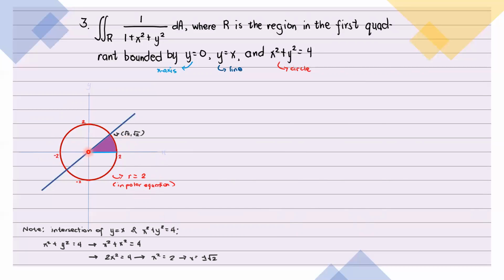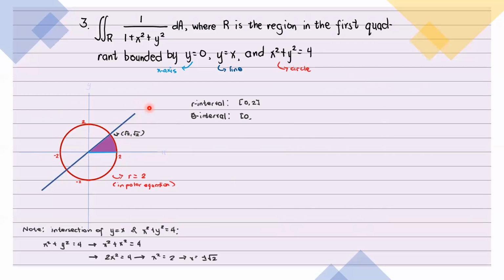Dito, nadadamay pa rin mula sa center, dun sa origin. So sa center ng ating circle. So ang r natin ay magsisimula pa rin sa 0. So we have r interval from 0 to 2. For the theta interval, dito may theta equals 0 tayo. Pero ano kaya yung theta na nagko-correspond sa y equals x? Okay? So hanapin natin yon.